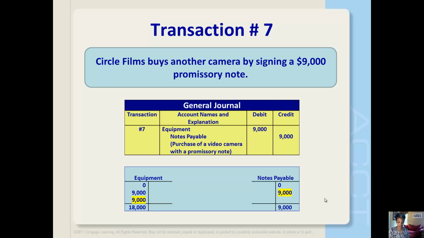Transaction number 7. Accounts affected. Circle Films is receiving a camera, so equipment is going to be increasing, and then this time they're not paying cash. Remember, they signed that note for payment, so notes payable is increasing. Debits and credits. Equipment is an asset, so that's going to be a debit in order to increase it, and then notes payable is a liability, so that will be a credit in order to increase it. Journal entry and posted ledger information is on the slide.